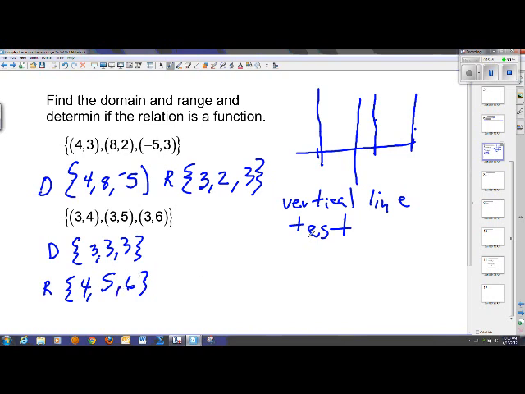Now, we want to see if this is indeed a function. So I'm going to use this vertical line test idea. Here's 3, 4, somewhere here, 3, 5, and 3, 6. Now, if I draw a vertical line, you'll notice that vertical line is going to pass through all 3 of those points. So this is not a function.